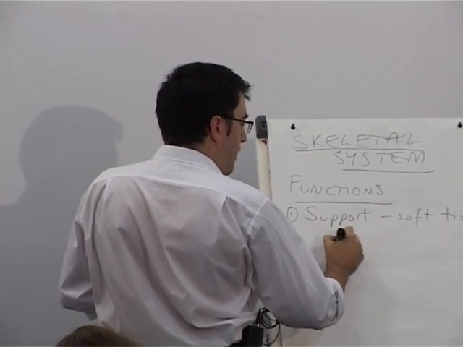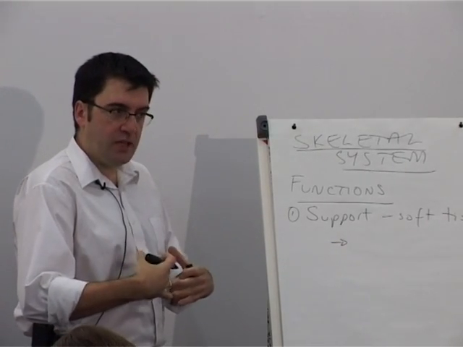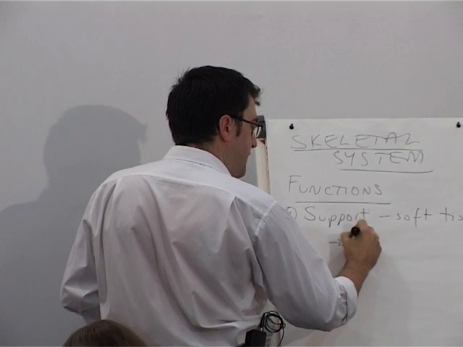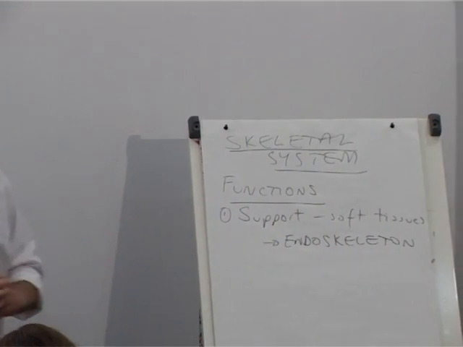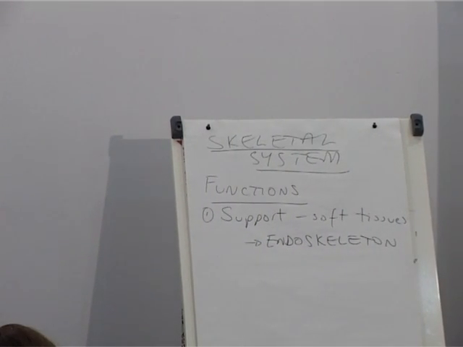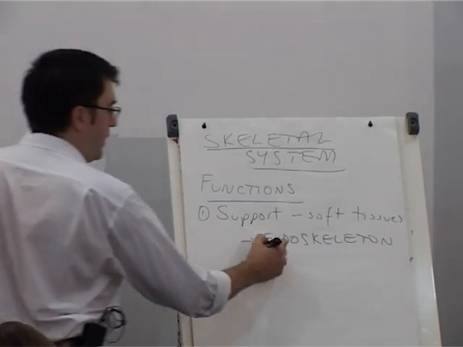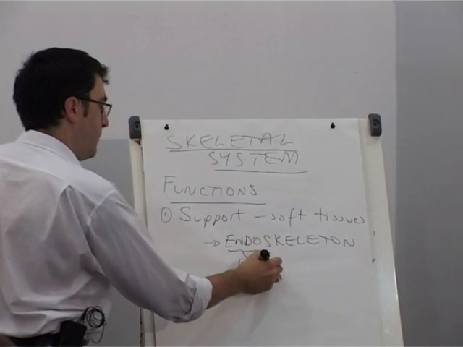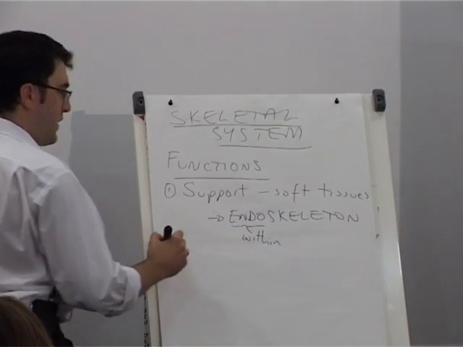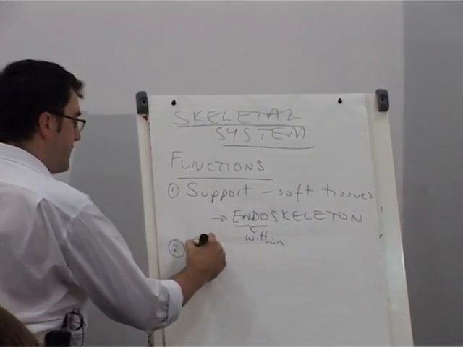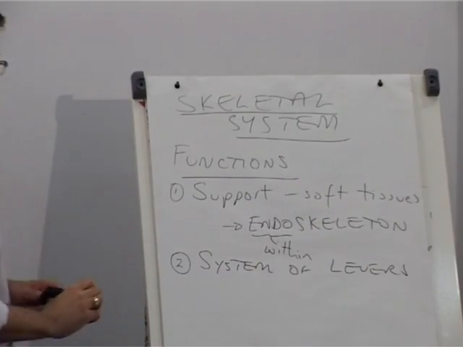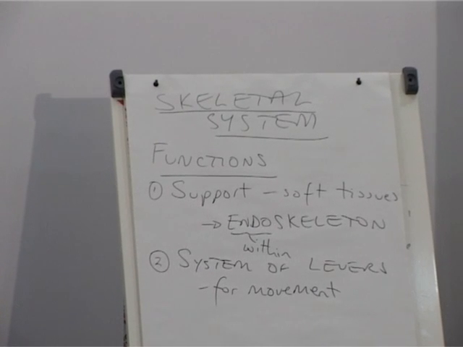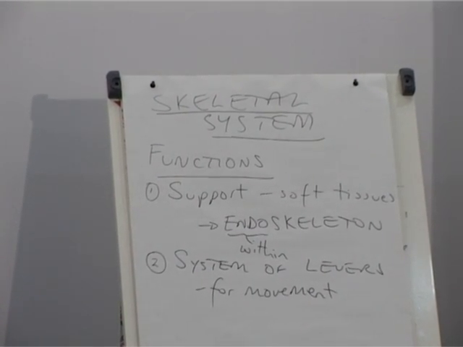We refer to a skeleton that's inside the body, supporting the soft tissues, as an endoskeleton. So the human skeleton is an endoskeleton. Endo meaning within. Secondly, the skeleton provides a system of levers, and this, of course, facilitates movement and locomotion.